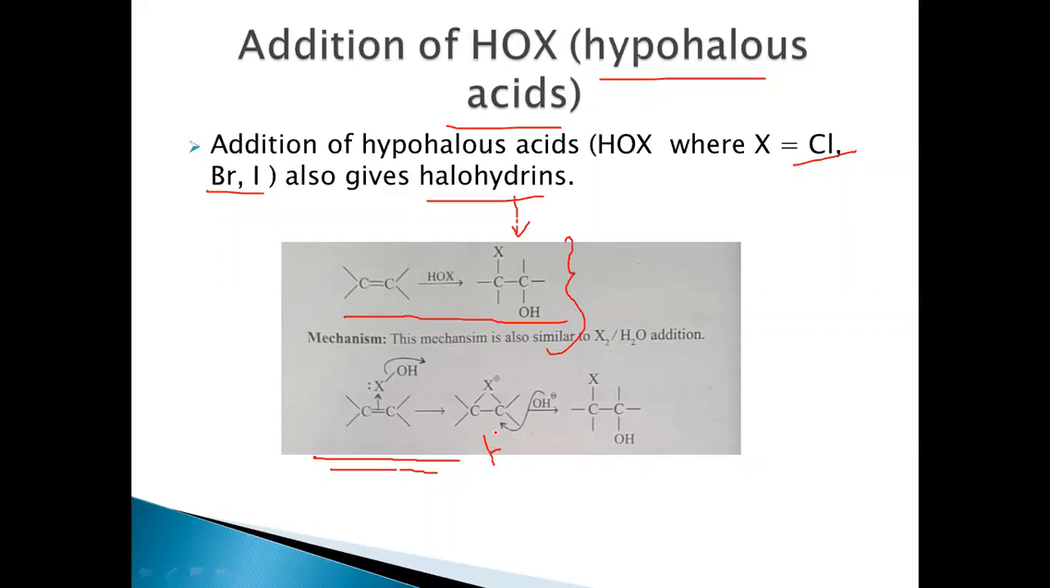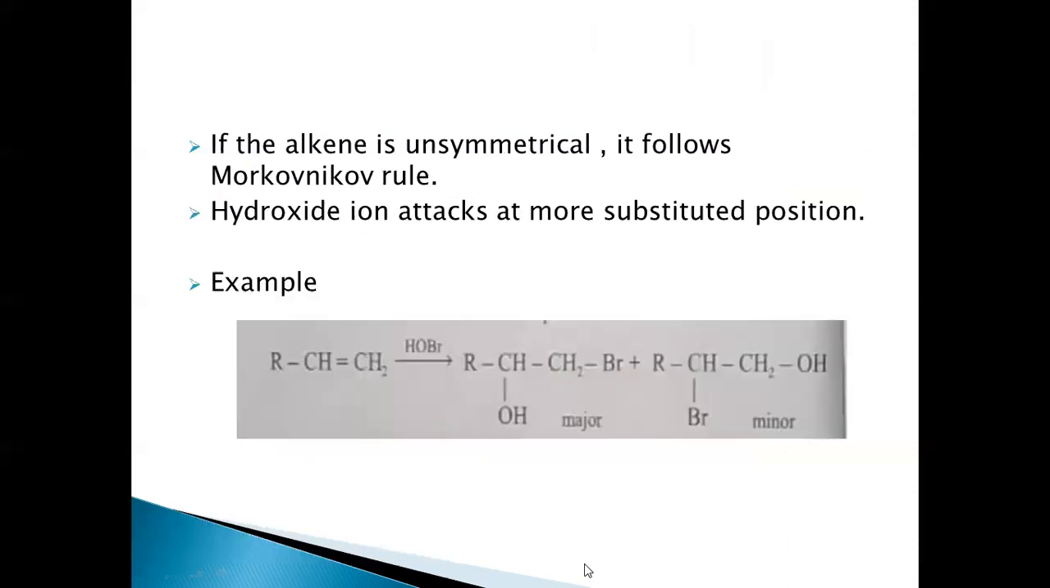This is what is called the halonium ion. In the next step, OH minus will act as a nucleophile and attack from the other side of the molecule, because one side has been occupied by the halonium ion ring. So the attack is taking place from the other side, resulting in the formation of an anti-addition product. And if we take unsymmetrical alkenes, it follows Markovnikov's rule. So let's see the examples of this in detail.